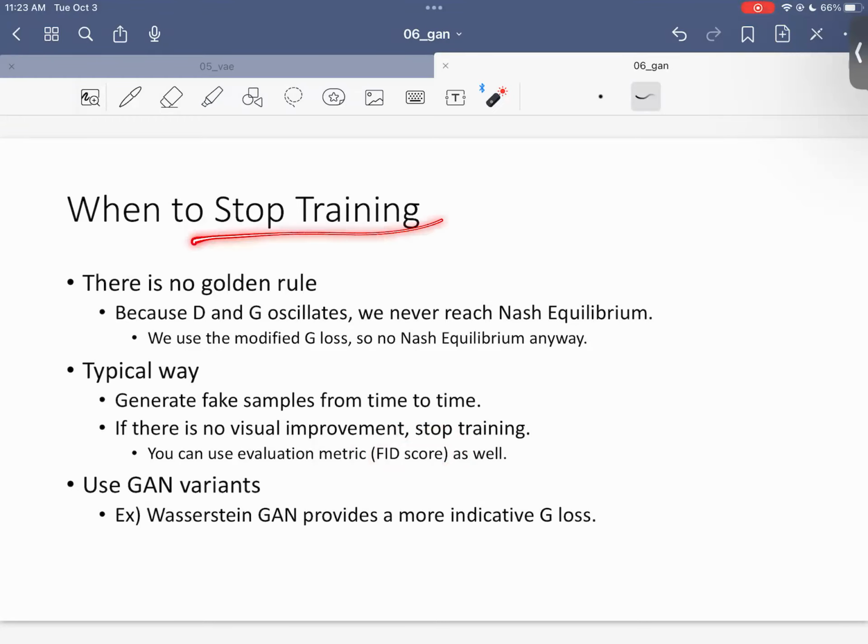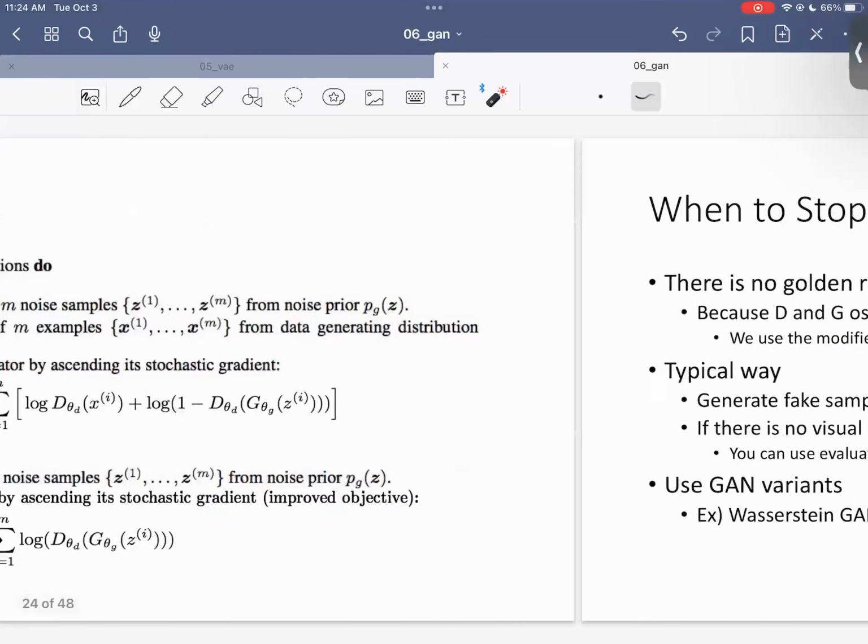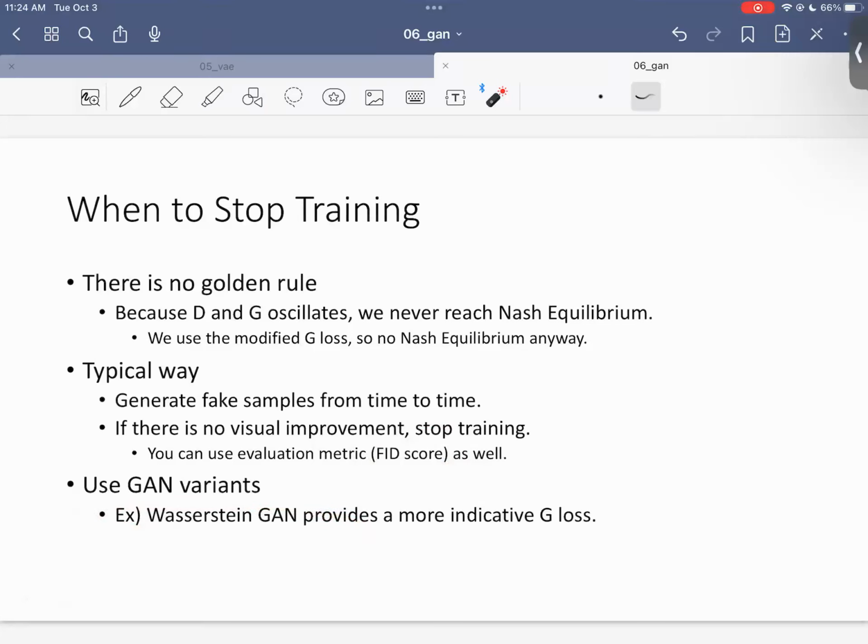And when to stop training. There were a lot of GAN variants in 2014, 15, 16, 17, to stabilize the training process and give you a better understanding of what's going on, a better indication, a better number, so that you can look at that number and see if you're satisfied with the training process. For example, there's something called Wasserstein GAN, which gives you a more indicative G loss. Compared to looking at this G loss, the Wasserstein GAN G loss is a bit more intuitive.